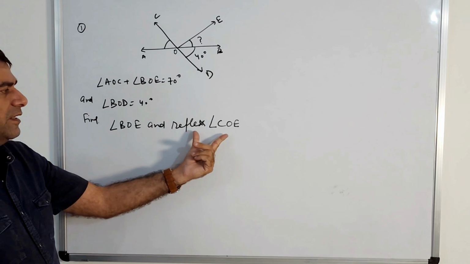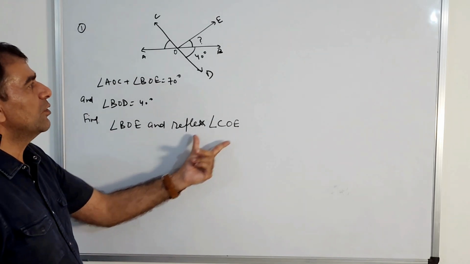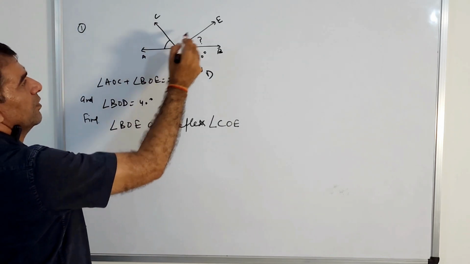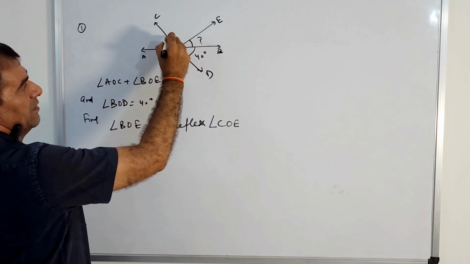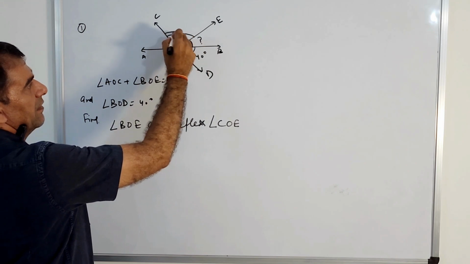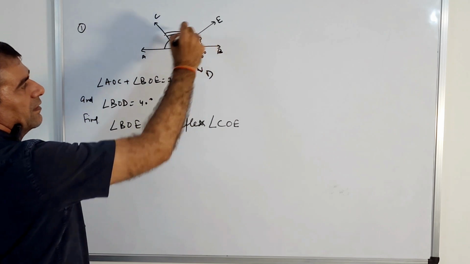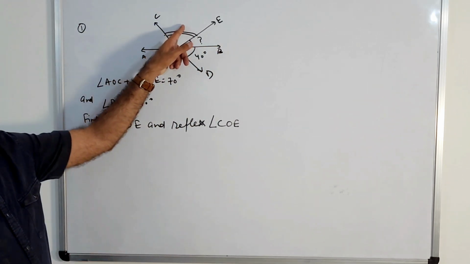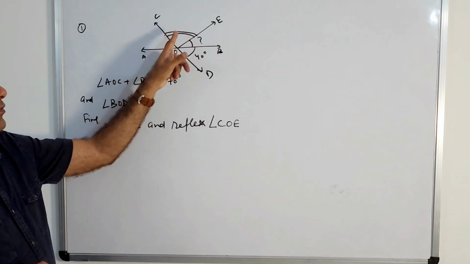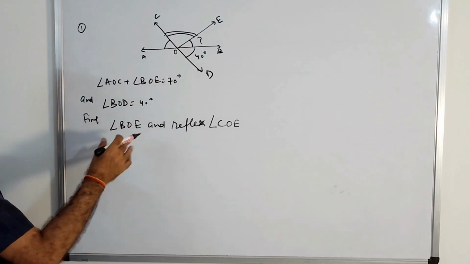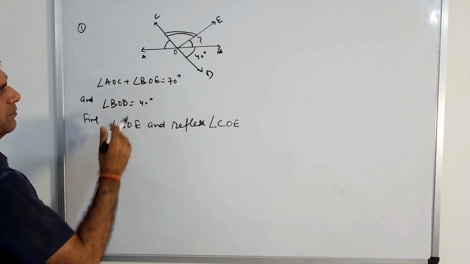Also, we have to find out reflex angle of COE. Just look at this. This is angle COE, right? What will be the reflex, from here to here? So if we find this angle, we can find the reflex also. Very simple. So let us do it step by step.